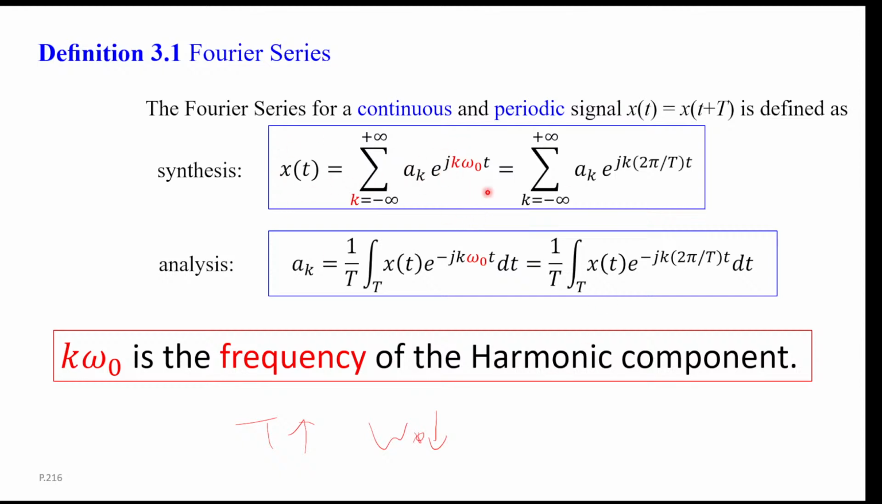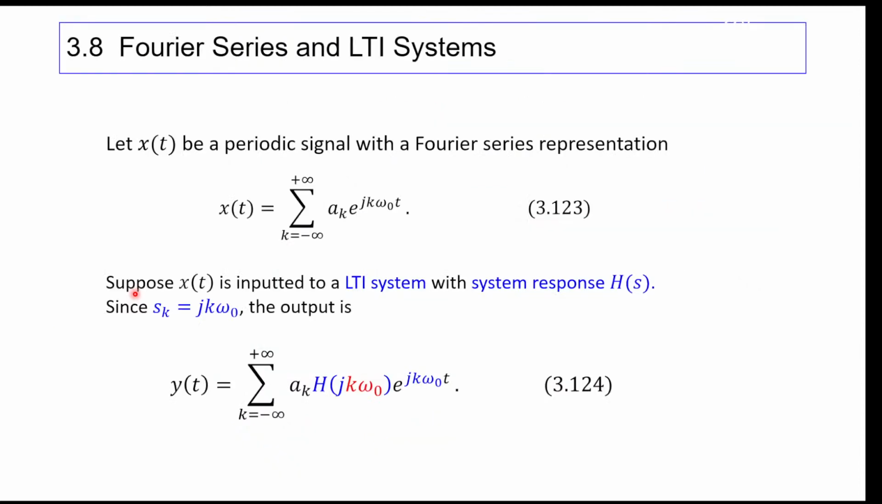So x of t is a summation over different harmonic components, and remember this k omega is the frequency of the harmonic component. In the end this k omega will become the omega of our Fourier transform. As we take T to infinity, omega naught goes to 0, because omega naught is 2 pi divided by T, and so we get finer and finer sampling over those k omega naught. I guess I'll start with this ad hoc derivation.